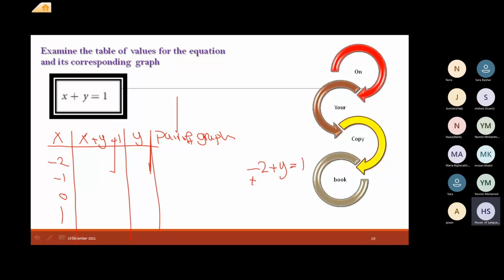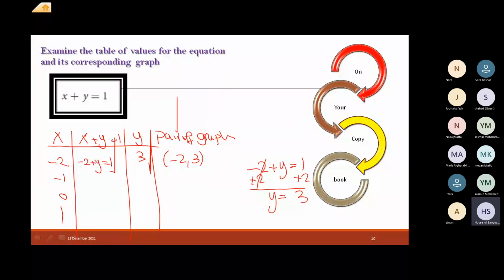Then, bravo, plus 2 on both sides. I will put the numbers on one side and the variable on the other side. Then y will be 1 plus 2, 3. So what's the value of y here? 3. So the first point will be -2, 3. This is the first step.